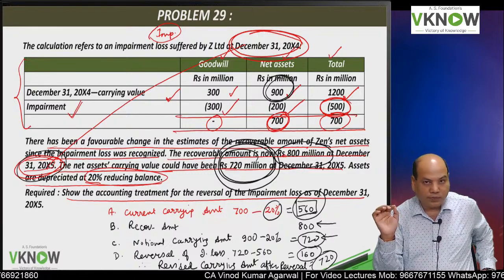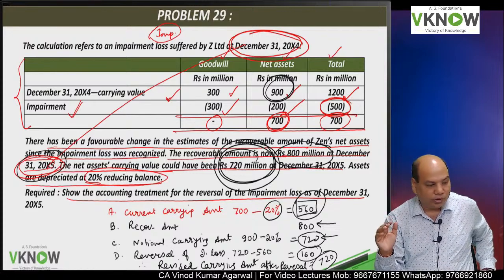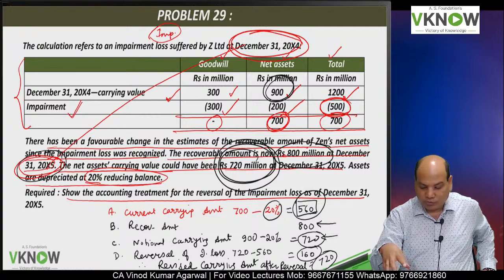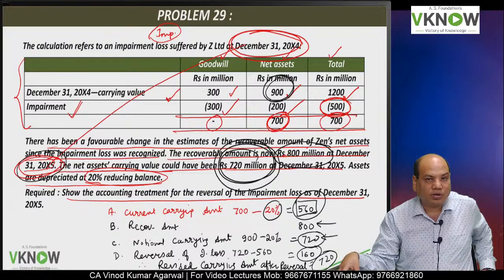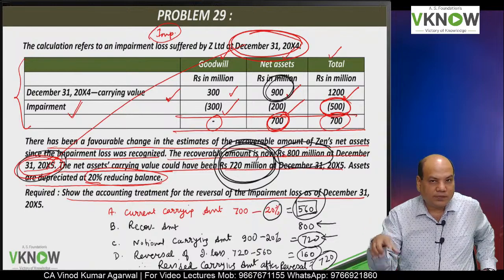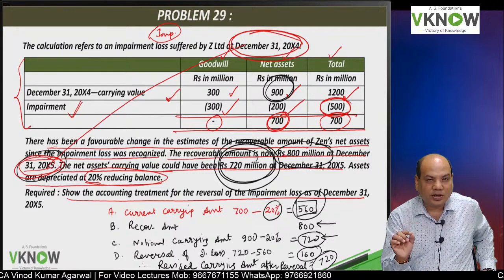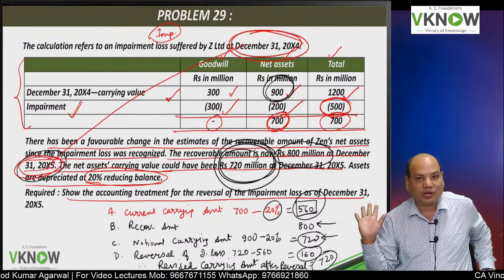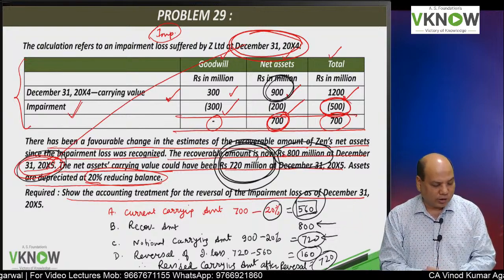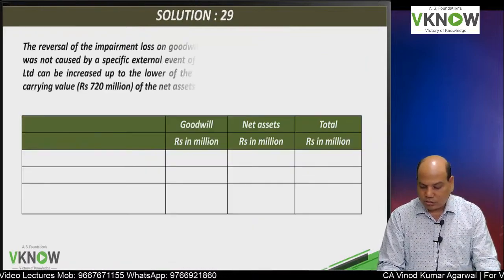There is no reversal of impairment loss of goodwill, because the two conditions that were given for reversal of impairment loss of goodwill are not mentioned in the problem. The problem does not mention that the impairment loss in the first incidence was due to some specific external event of exceptional nature. Nothing is given, so we will not reverse impairment loss on goodwill. Is it right?